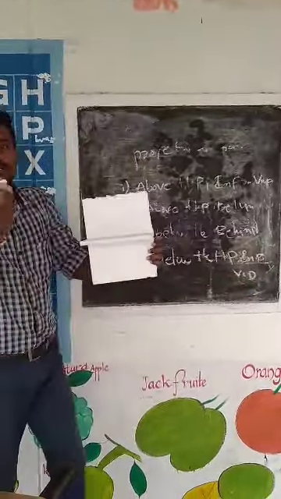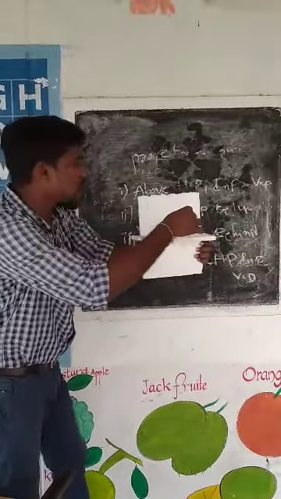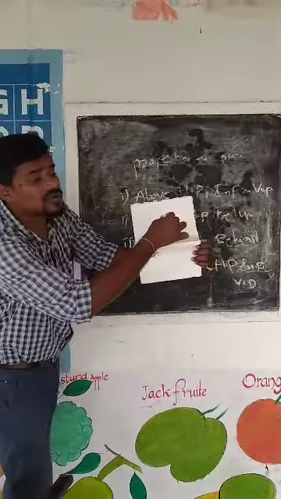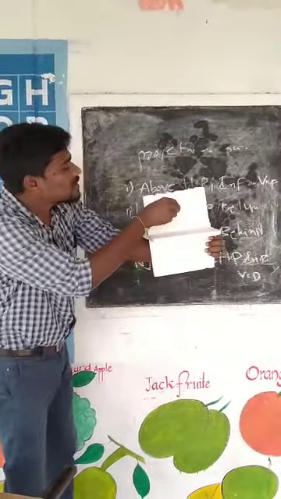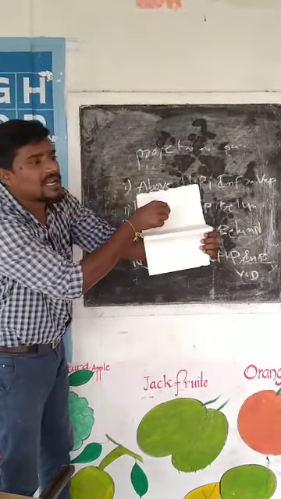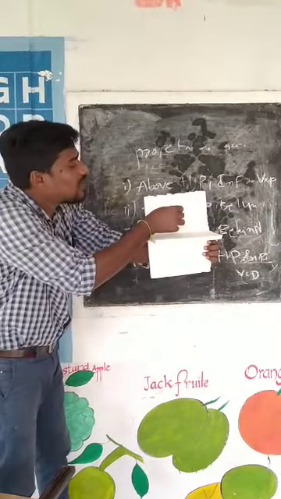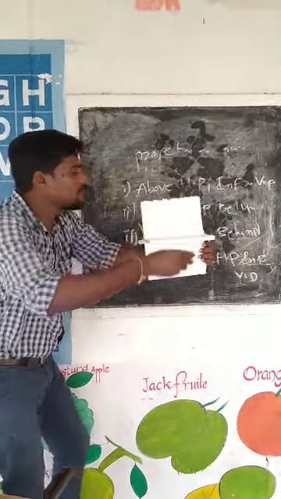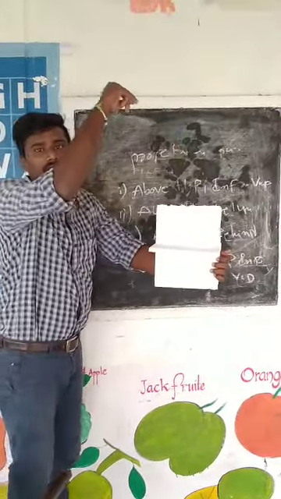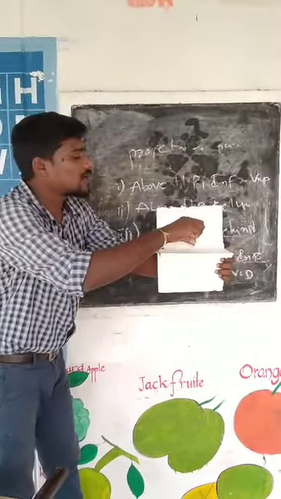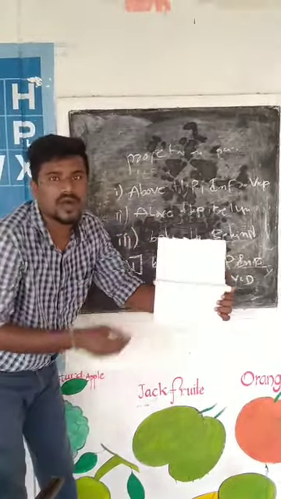Projection means, if the point lies in the first quadrant, when you see from the front view, the point projects on the vertical plane. If the point lies here, when you see from the top view, the point projects on the horizontal plane. This is the first quadrant.